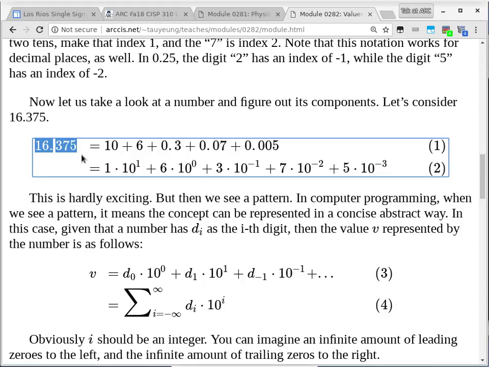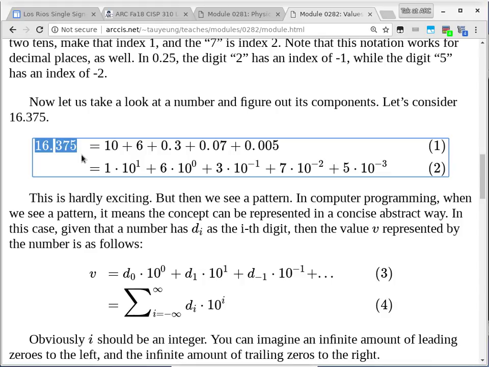Then I can rewrite that. So instead of using 10, I say that it is 1 times 10 to the power of 1. Instead of 6, I say it is 6 times 10 to the power of 0, because anything raised to the power of 0 is 1. 0.3, we can do the same thing. It is 3 times 10 to the power of negative 1. 0.07 is 7 times 10 to the power of negative 2. And then the last one is 0.005, which can now be expressed as 5 times 10 to the power of negative 3. Is that okay so far?